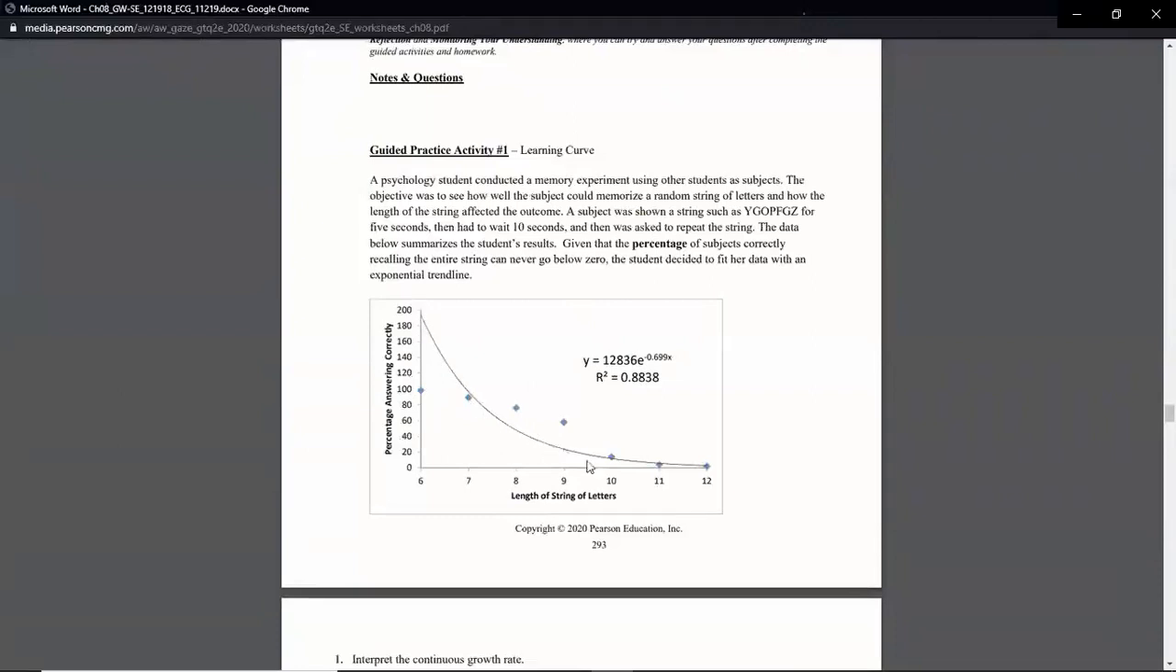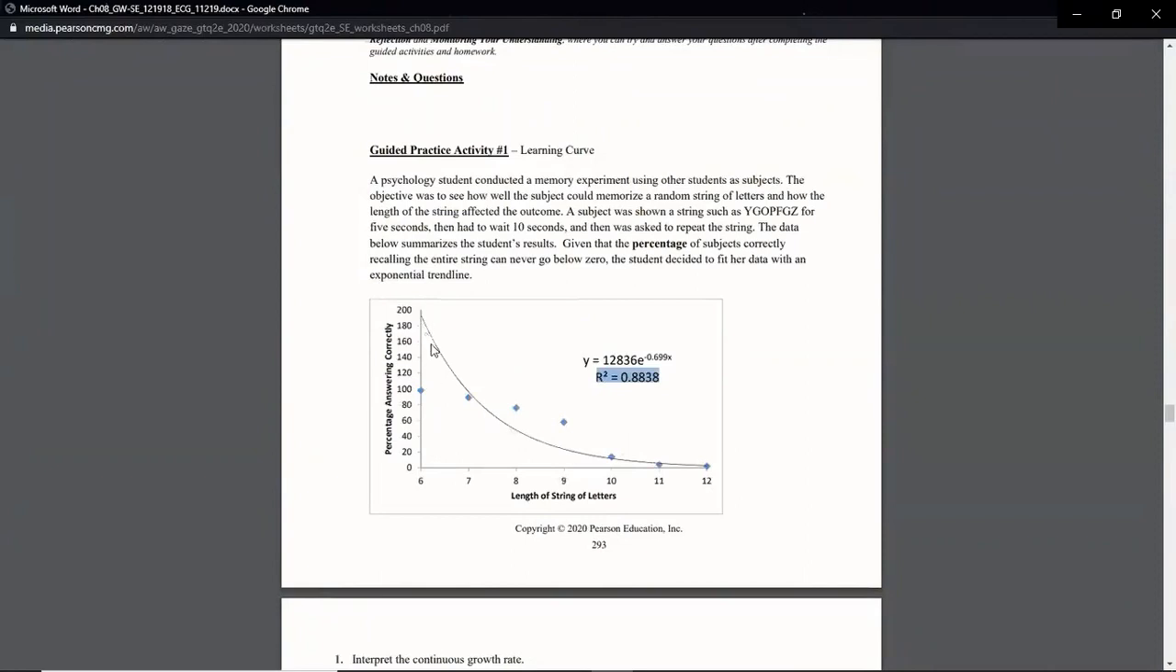But even then, it doesn't look like it fits that well. But in actuality, because it predicts these later three pretty well and at least one before, this R squared is 88%. 88% of the variation in people being able to remember these is correlated to, or is attributed to, the length of string of letters.